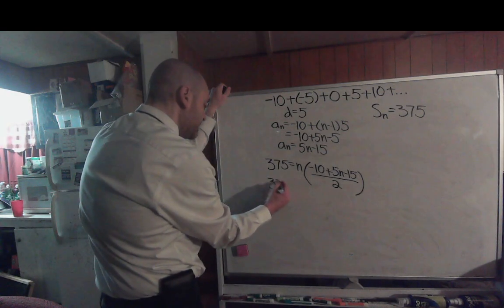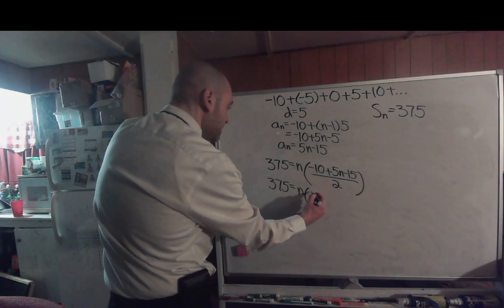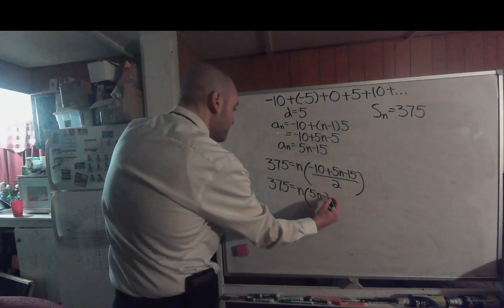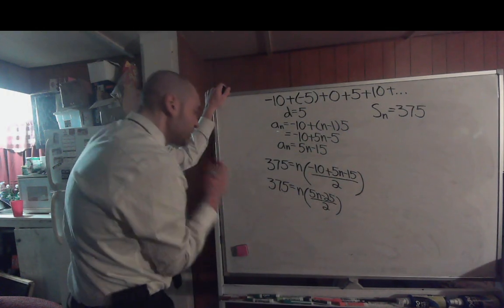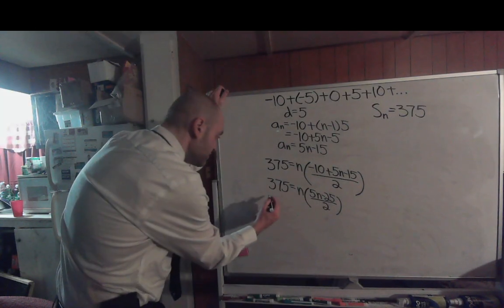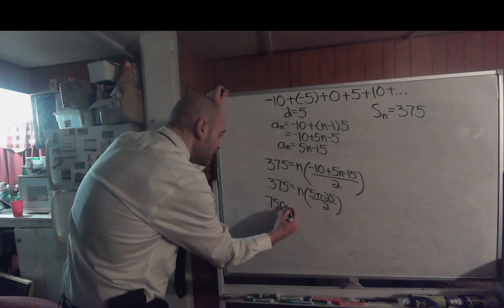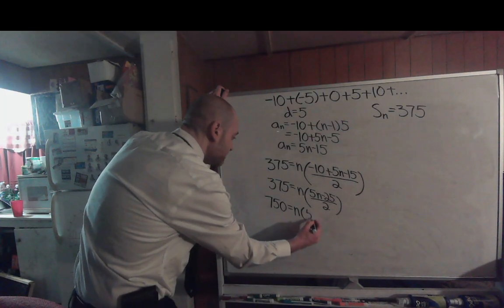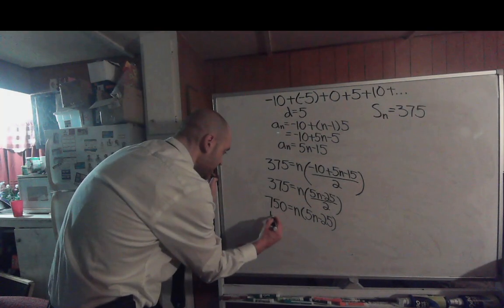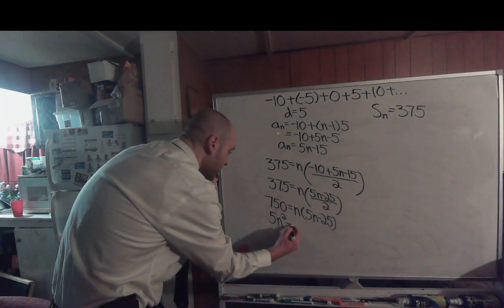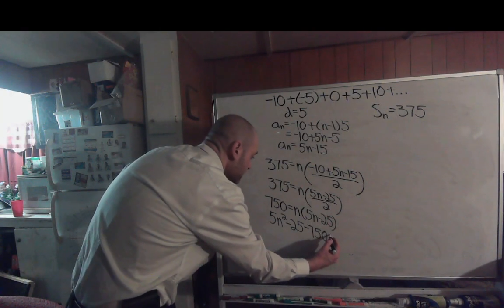So that means 375 would equal n times the quantity of 5n minus 25, all over 2. So that would end up meaning that 750 equals n times 5n minus 25. So you'd end up getting that 5n squared minus 25n minus 750 is equal to 0.